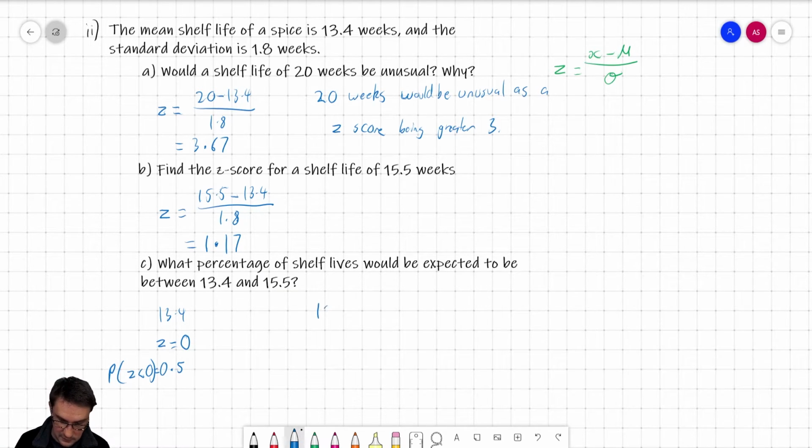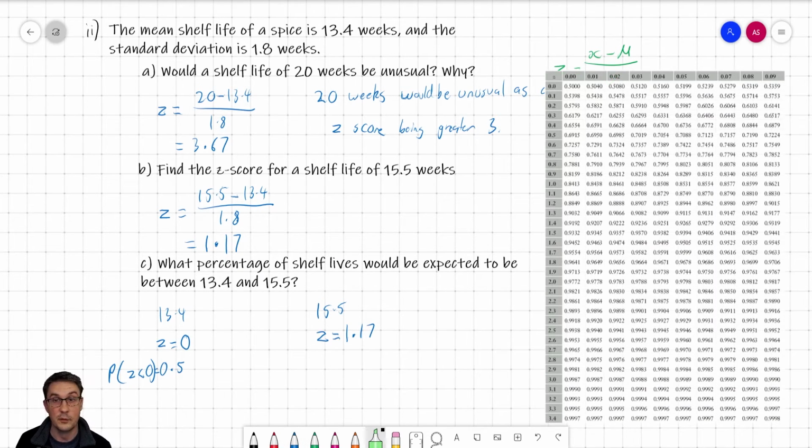Now, the other one we have to do is 15.5. We have the z-score from the previous question, and this is going to be 1.17. What we do need to do is go and look this up on a table. So with a z-score of 1.17, we're going to use the left column first to find 1.1, which is at that point there. We're going to go across until it comes across to the 0.7 here. So where they intersect is at this point here. We can see that value is 0.8790.